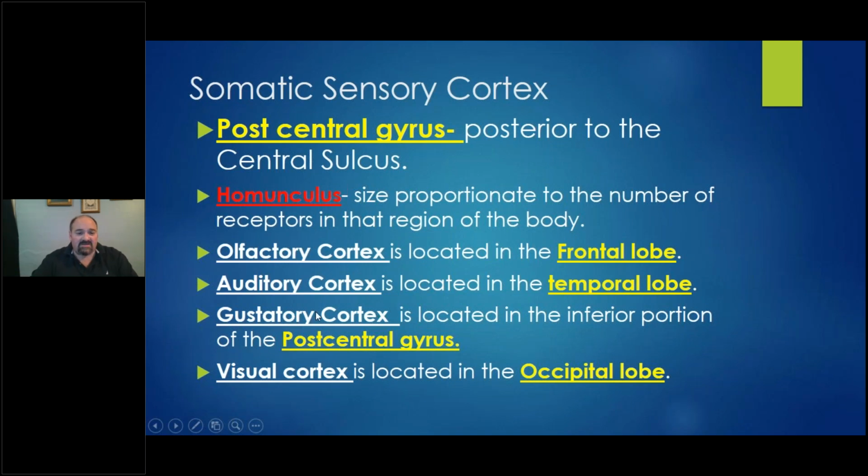gustatory cortex, your sense of taste, right? Visual cortex, the occipital lobe; auditory, sense of hearing, temporal lobe, which would make sense; and then olfactory, sense of smell, for the frontal lobe, because remember, we're looking at those coming through the cribriform plate of the ethmoid bone. You'll have the extensions of the olfactory bulb, and those extensions passing through the cribriform plate are covered in a very thick mucus, allowing for your sense of smell. We'll talk about that in the special senses chapter.